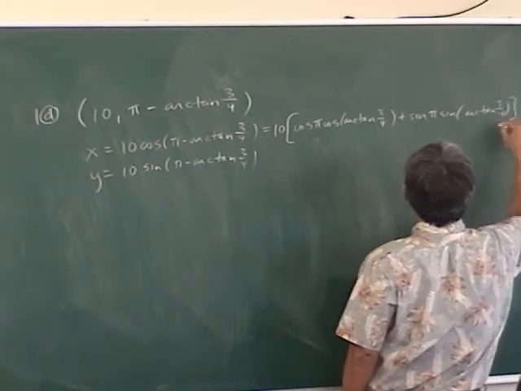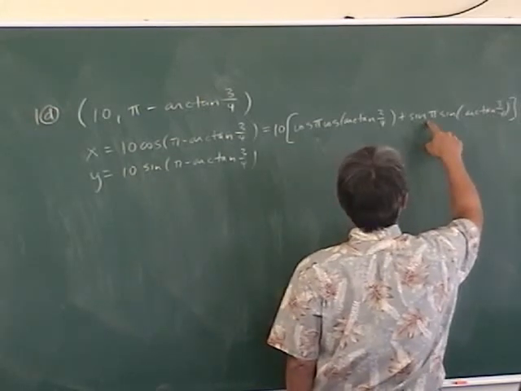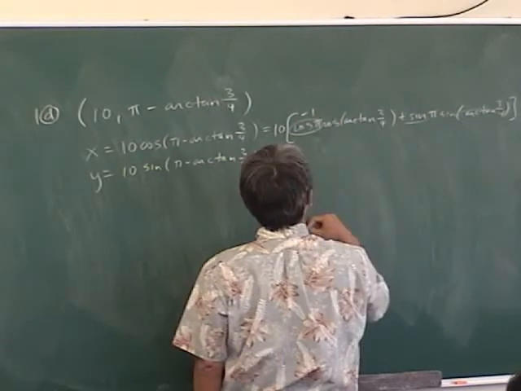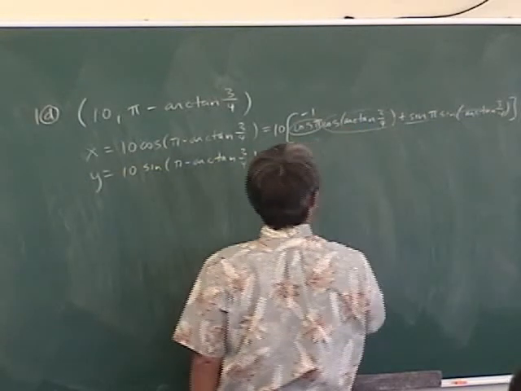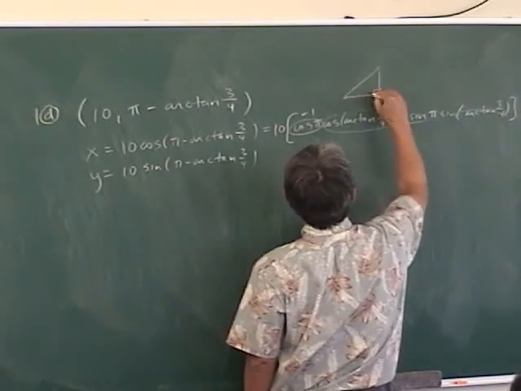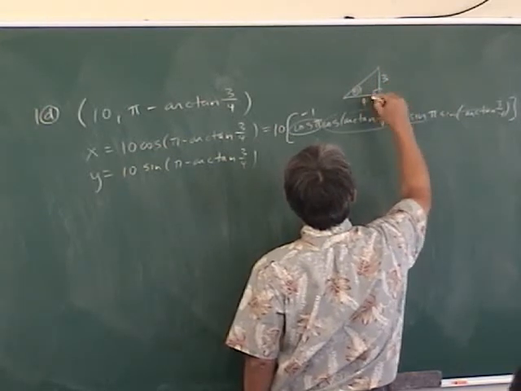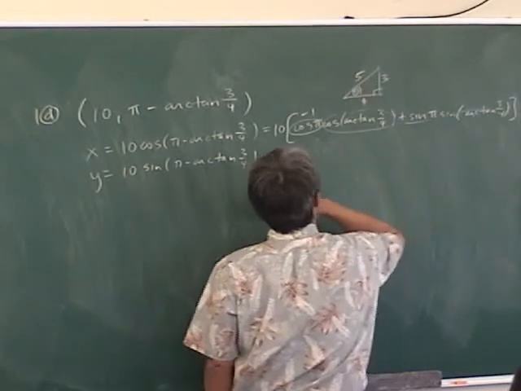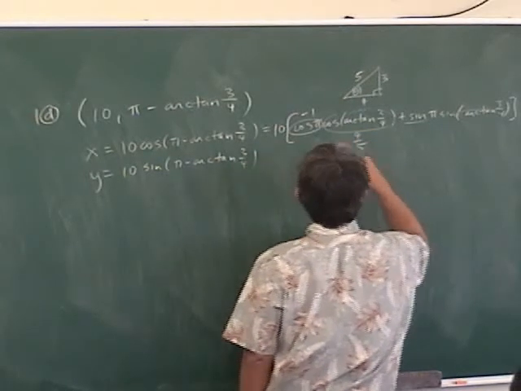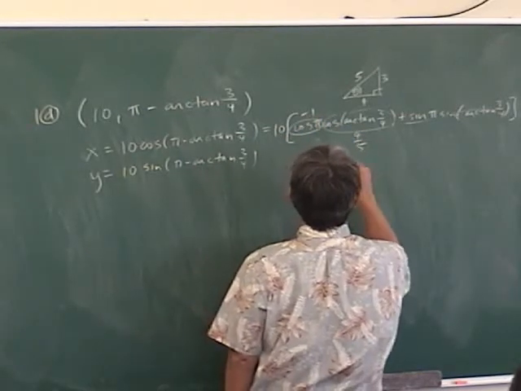We did way harder problems than that. Sine of pi is 0, so this is just gone. And cosine of pi is -1. How do I figure out this? Draw the triangle. Arc tangent 3/4, opposite over adjacent, hypotenuse 5. So cosine of this angle is 4/5. So what is 10 times -1 times 4/5? -8.